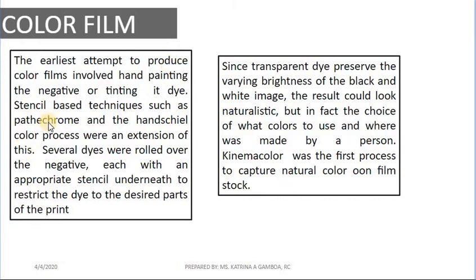So, the earliest attempt to produce color films involved hand painting the negative or tinting it with dye. Stencil-based techniques such as Pathechrome and the Handschiegl color process were an extension of this. Several dyes were rolled over the negative, each with an appropriate stencil underneath to restrict the dye to the desired parts of the frame. Since transparent dye preserves the varying brightness of the black and white image, the result could look naturalistic, but in fact, the choice of what colors to use and where was made by a person.